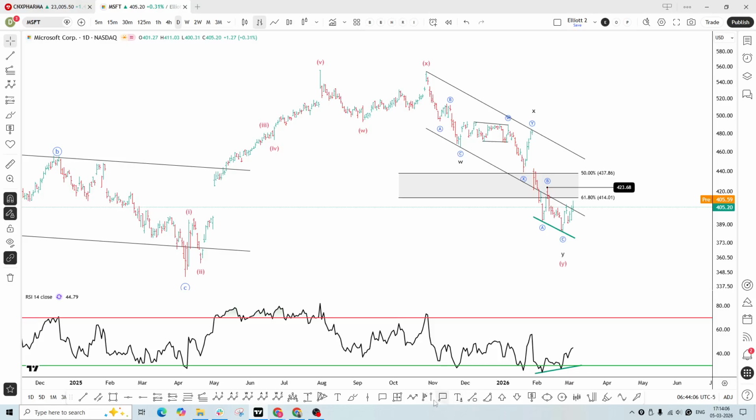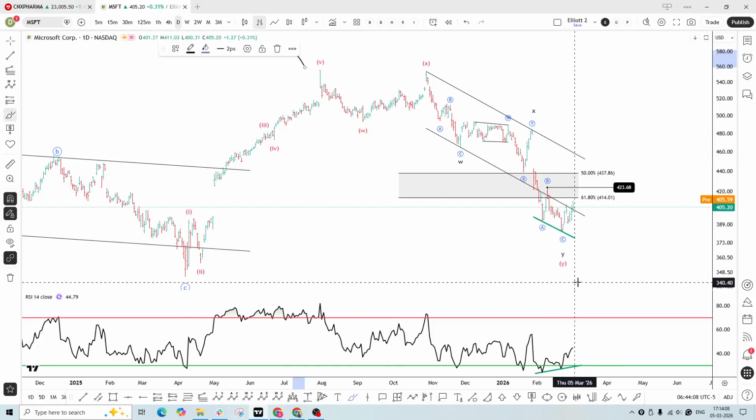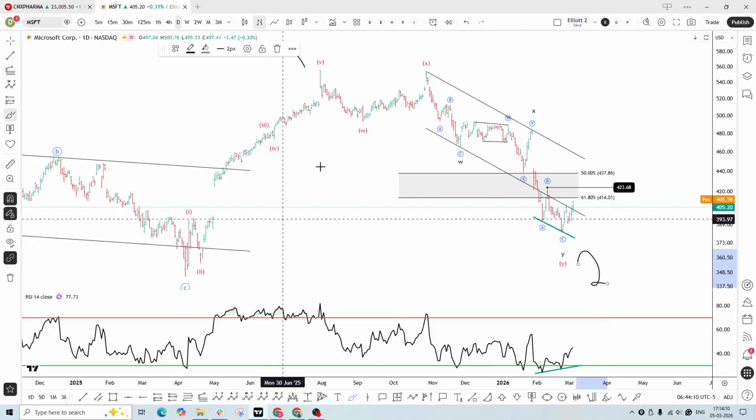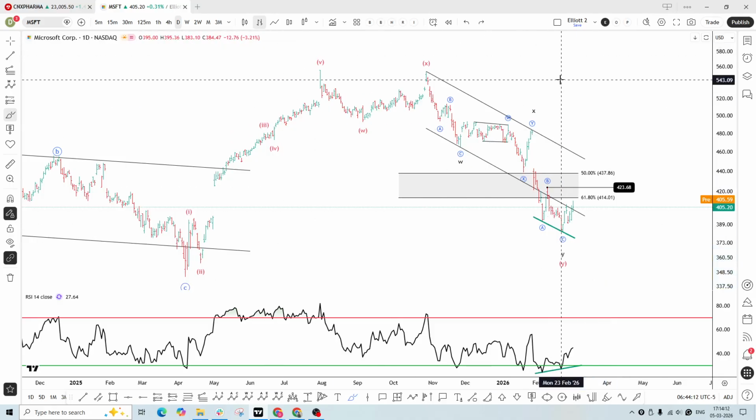And I will consider this as a first wave, and this would be the second wave of a bigger new cycle. So yeah, this would be the count on Microsoft.